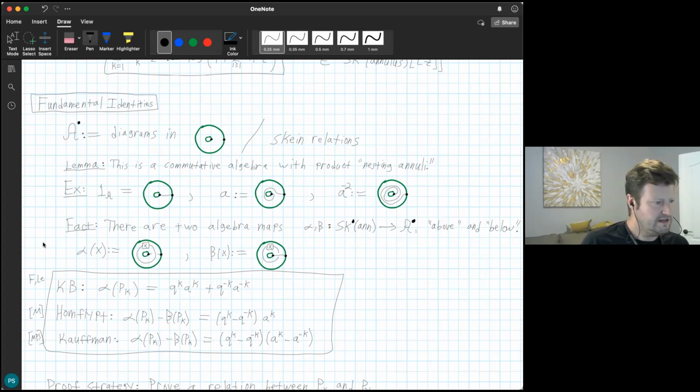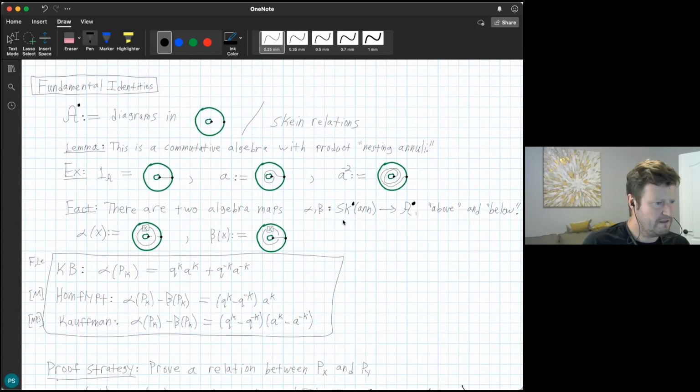And then if you have an element in the closed skein algebra of the annulus, there are two ways you can put it into this algebra, script A. You can put it below everything or above everything, like in these two pictures. So that's alpha of X and beta of X. So this KB means Kauffman bracket. I removed that from previous parts of the talk, but not here.